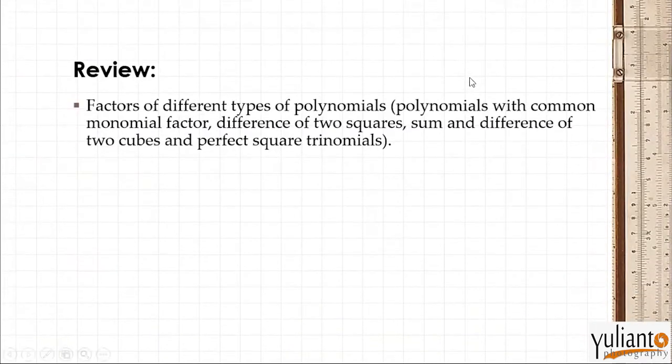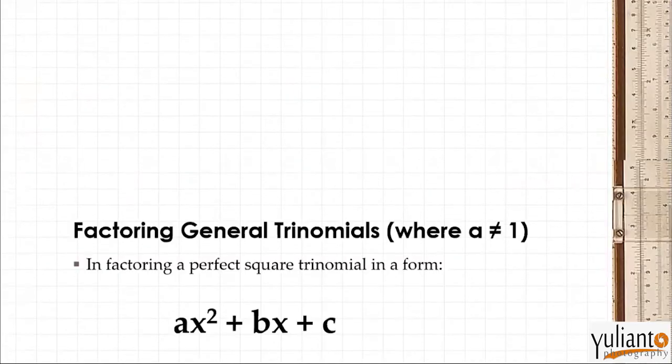So let's start first with the review. Again, a quick recap. We have the special products. We started with polynomials with common monomial factor. Next was the difference of perfect trinomials, general trinomial where a is equal to 1, and then general trinomial where a is not equal to 1. All of this teaches us how to factor polynomials, also factoring polynomials with the use of GCF. Okay, so let's start now our lesson.